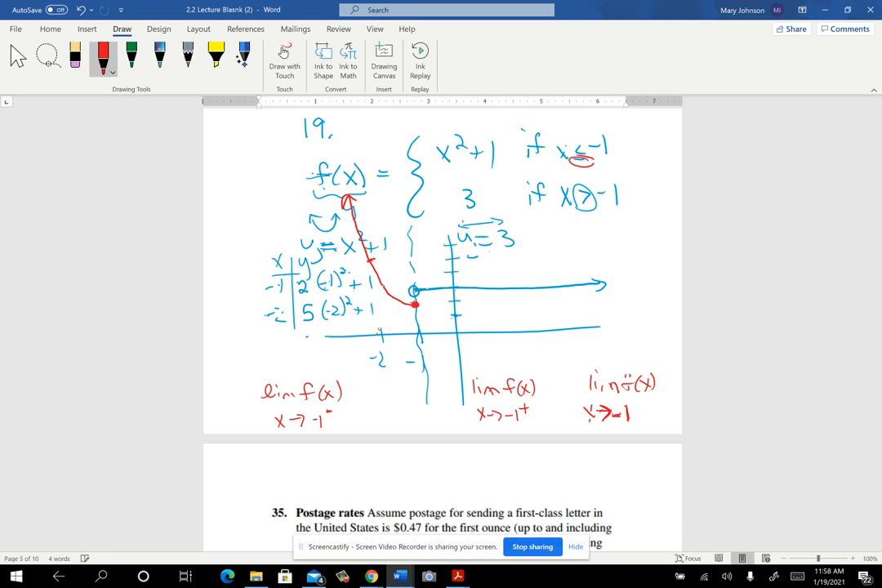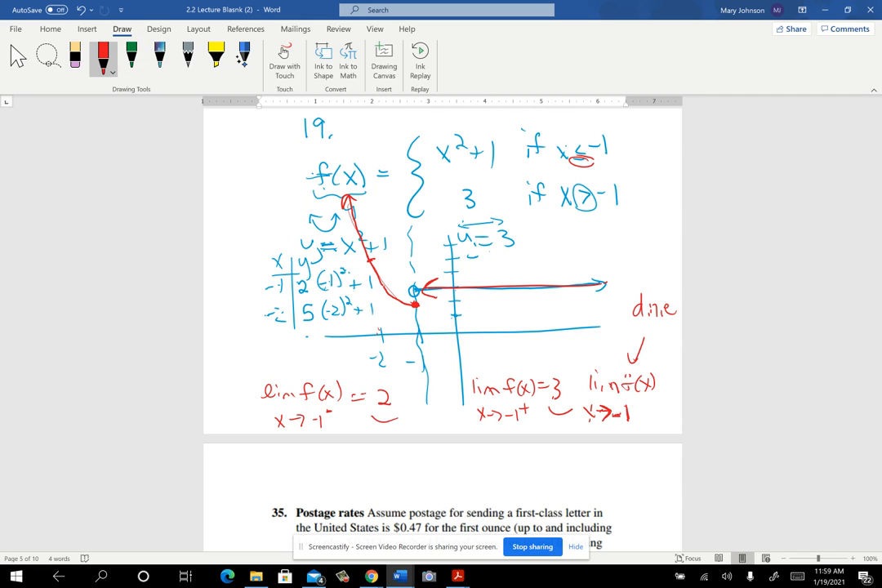Okay. All right, so the limit of f of x as x approaches -1 from the negative side would be 2. But the limit, that should be up a little higher. It's like right there, equals 2. Then the limit of the function as x approaches -1 from the positive side equals 3. And because these are different, this one does not exist.